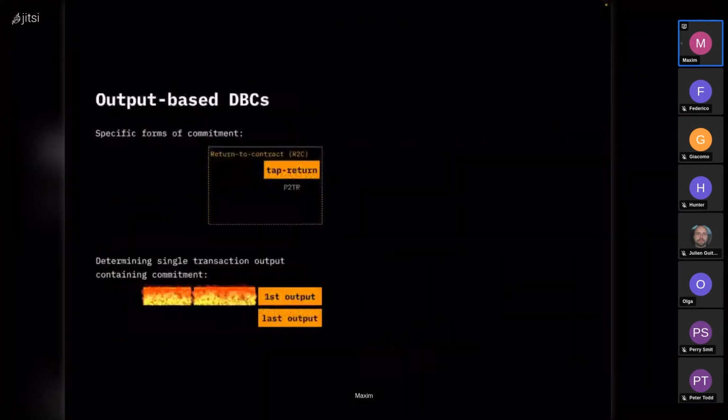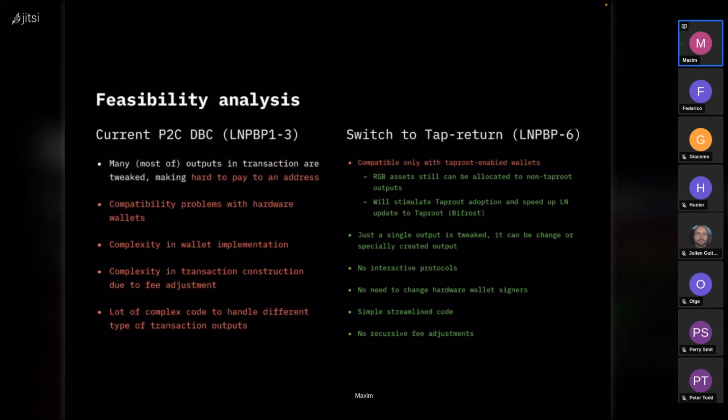So that's where I showed that we are dropping the idea of using nSequence and nLockTime to define the output with a commitment, along with the feasibility analysis of switching to tapret. The proposal is to switch from the current pay-to-contract based scheme, where you can tweak any output in the transaction and define that by using a fee and protocol ID. It has a lot of downsides, which I all mentioned.